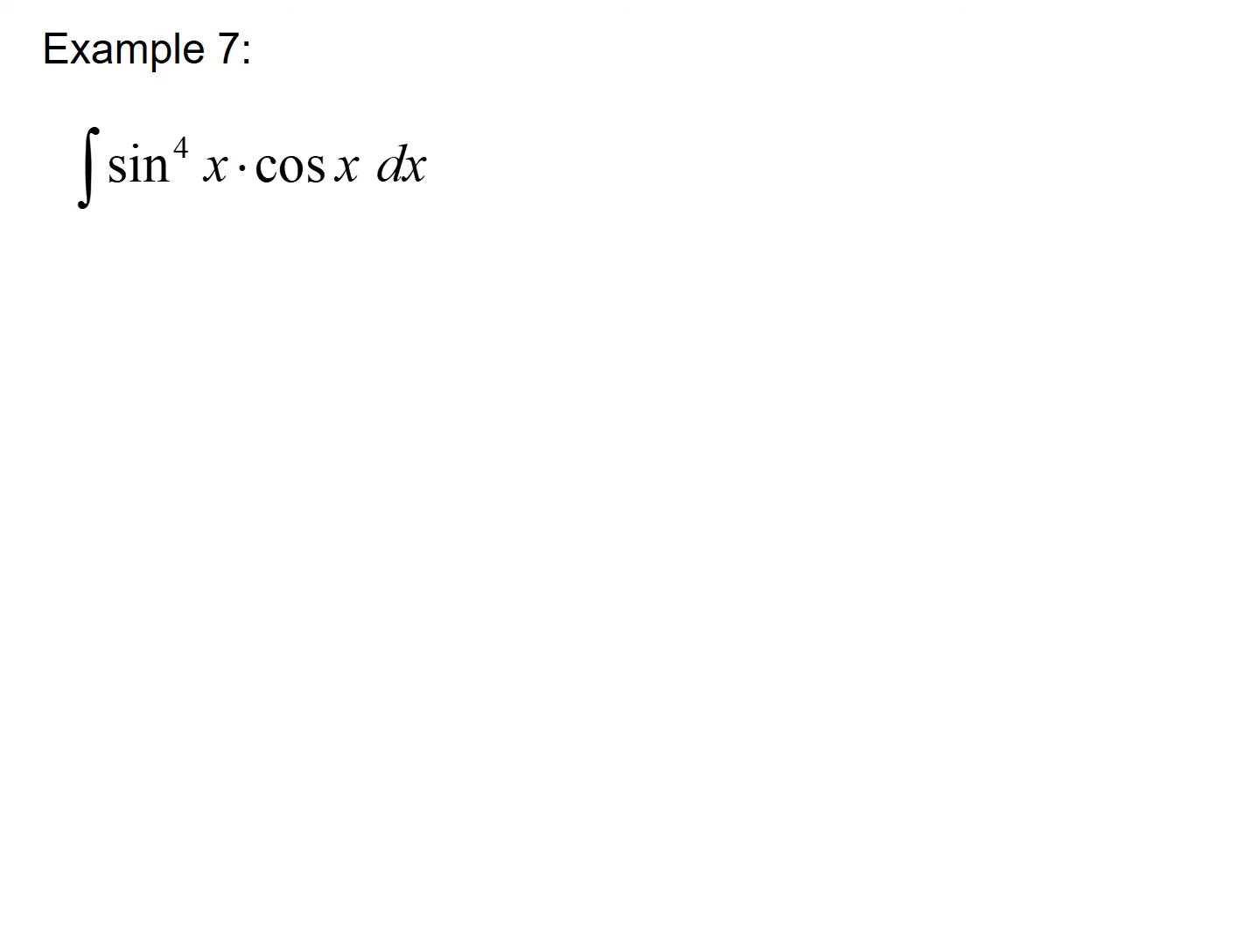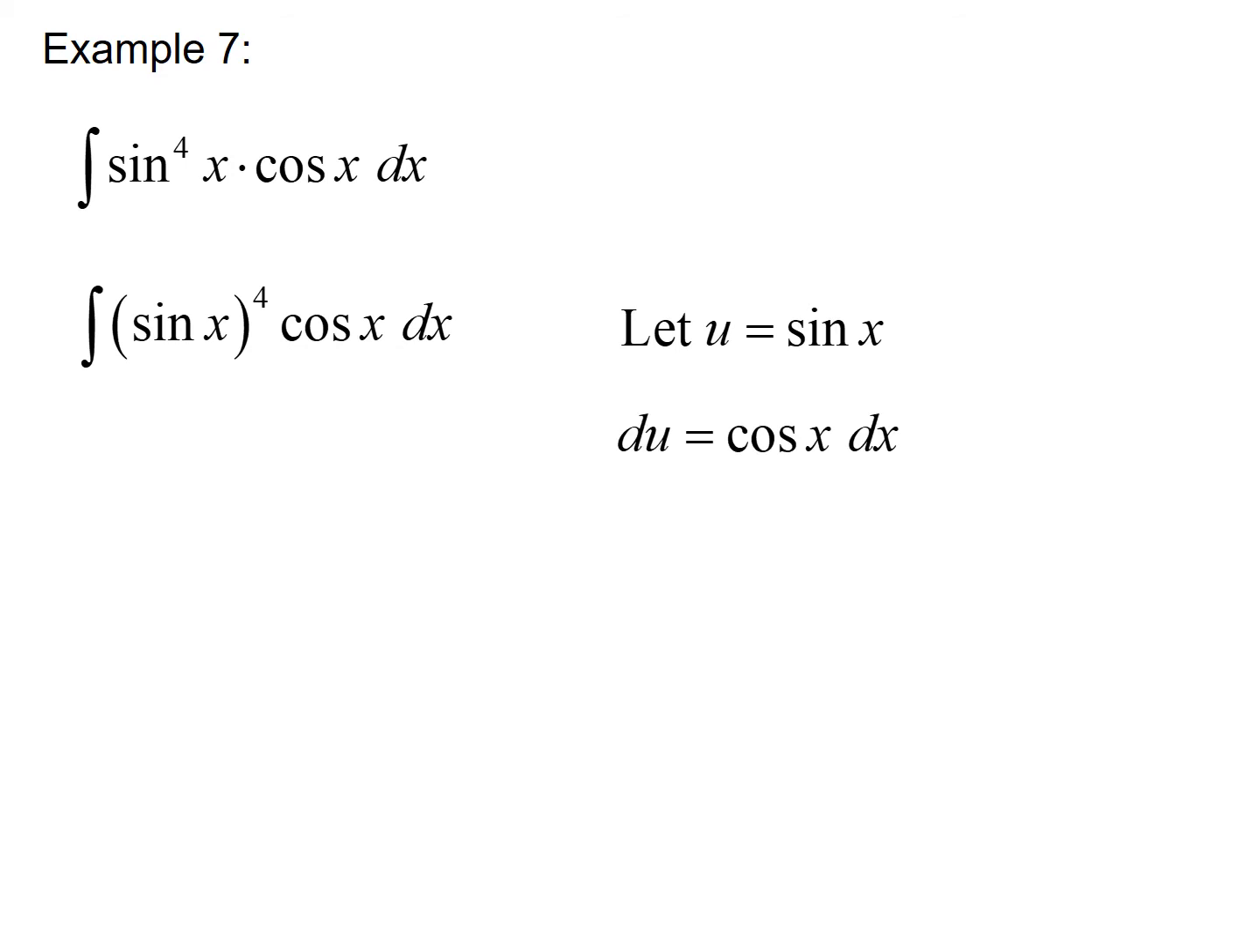All right, let's see. We're always looking for a function and its derivative. Now, the function is going to be inside of another function. So we have sine of x being raised to the power of 4. So our function for u is going to be sine of x. The derivative of sine is cosine. So we have the integral of u to the 4th du, since cosine x dx is equal to du. Take the antiderivative and substitute back in.